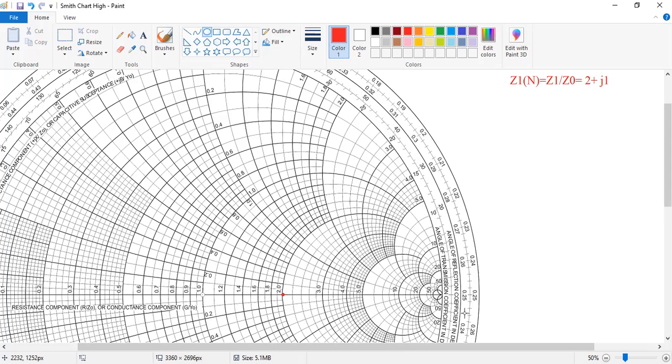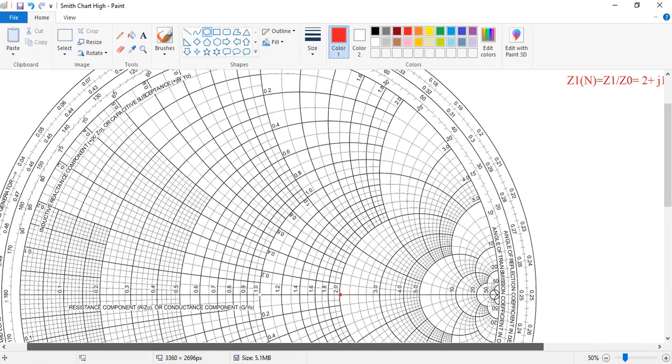So on this circle, whatever these lines, as you see, these lines are mentioned here. So this is 0.1, this is 0.2, this is 0.4, 0.6, 0.8, 1.